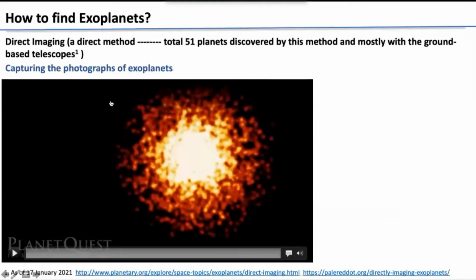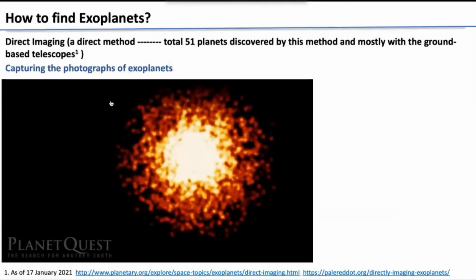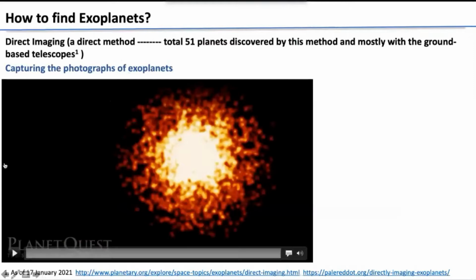All right, so I don't study those two techniques. What I study is direct imaging, so the direct method to find exoplanets. This is one of the hardest, one of the most difficult techniques to find exoplanets. So here, what we do basically, you have a star.